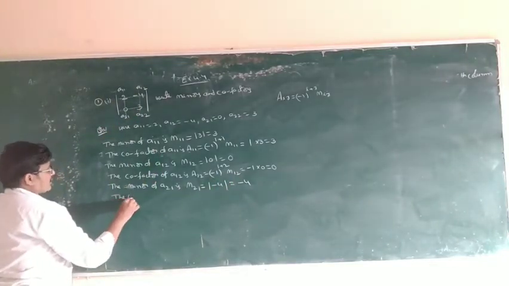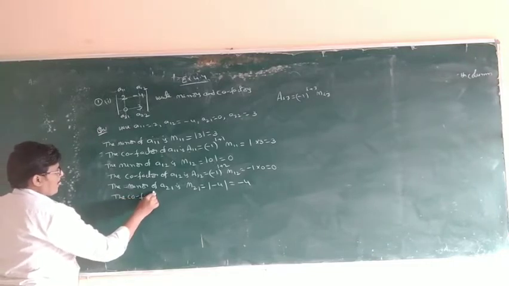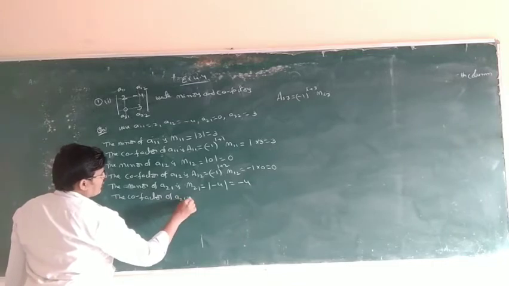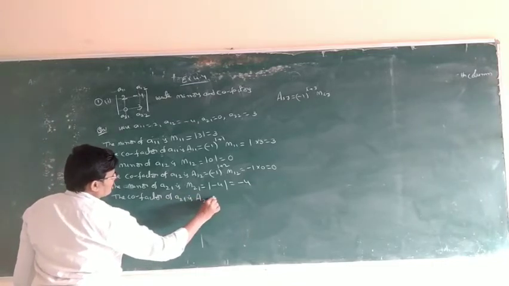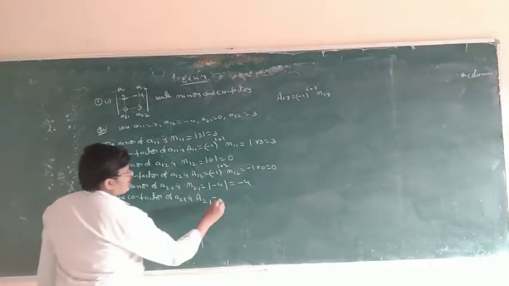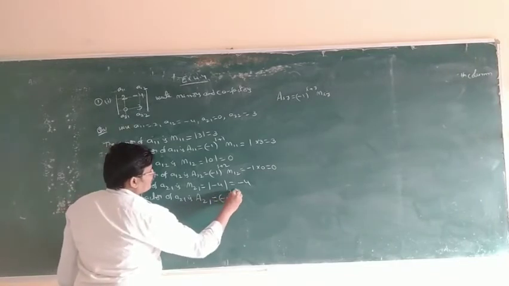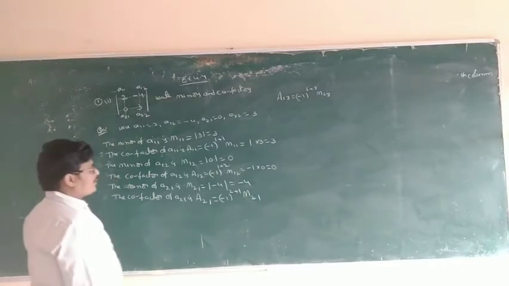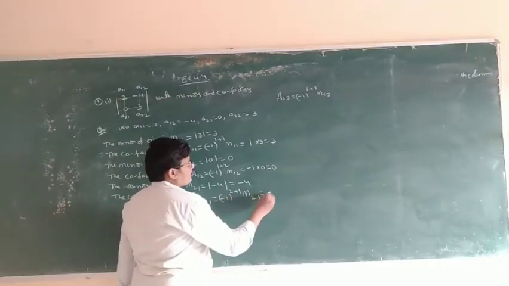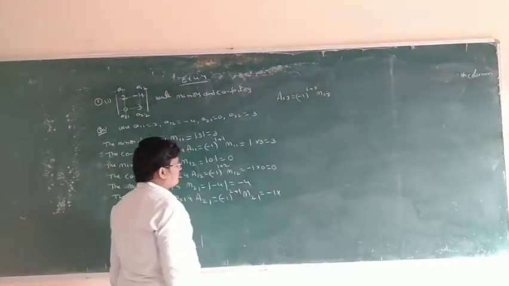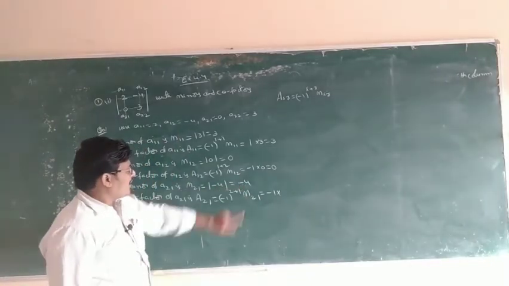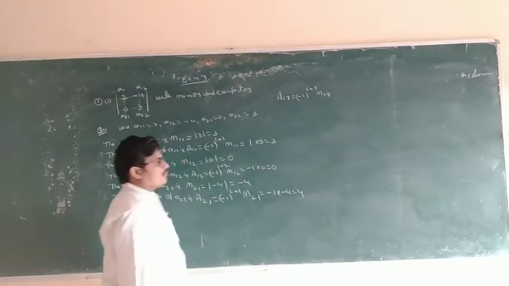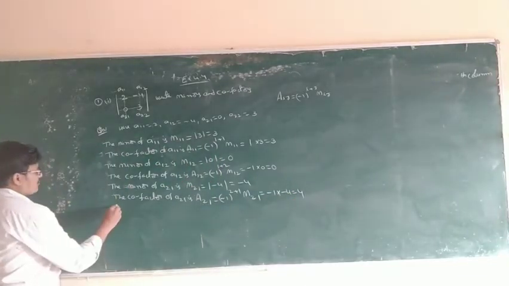The cofactor of A21 is capital A21, which is equal to minus 1 whole power 2 plus 1 into M21. So minus 1 whole power 3 is equal to minus 1 into the minor value. The minor is equal to minus 4. So 4. Next, last one.